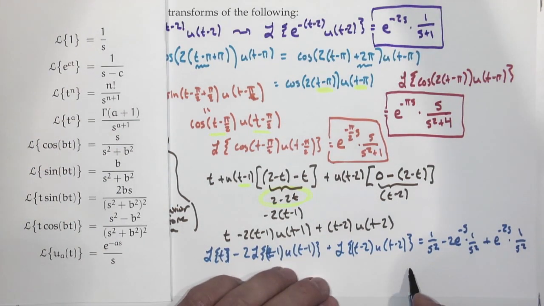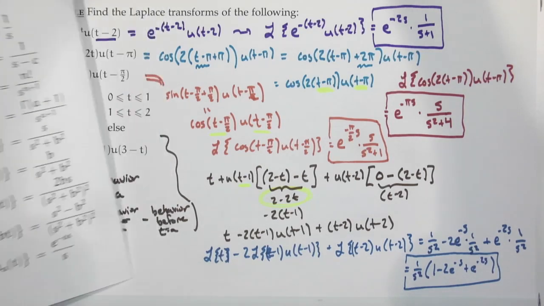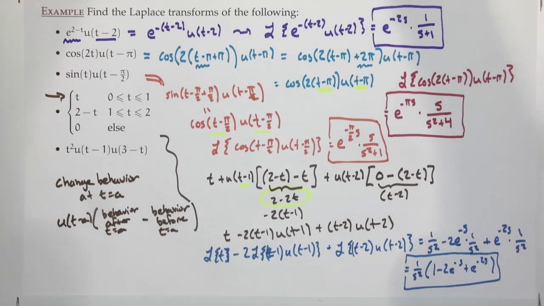We can, if we wanted to, pull out a 1 over s squared and 1 minus 2e to the minus s plus e to the minus 2s. And there we go. On a side note, that's 1 minus e to the minus s squared. Oh, okay. All right, cool. All right. One more? Yes? All right. Once more.